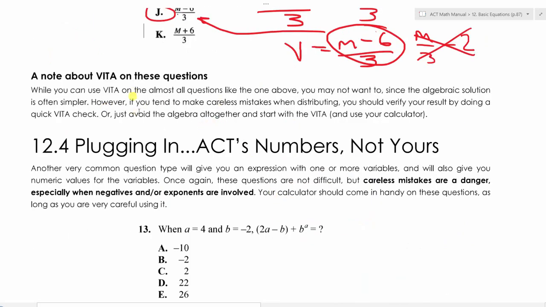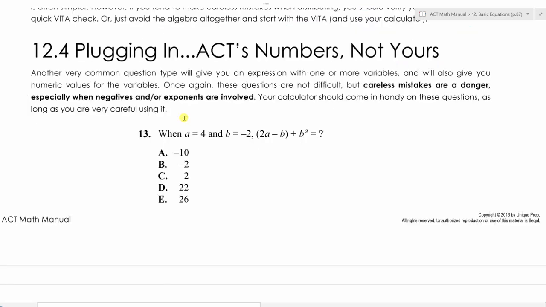Here's the note on VITA. I did say you can use VITA on questions like this, but the algebraic solution does, I would say, for most students, tend to be fairly simple. Now, in terms of plugging in, we have talked by this point in the manual, we have done VITA, we have done NITIS. I've made many comments about throwing in numbers and how effective a technique it is. Well, there's going to be some questions where ACT has already set up the throwing in numbers for you, because they will just give you some values of variables like they do in number 13.